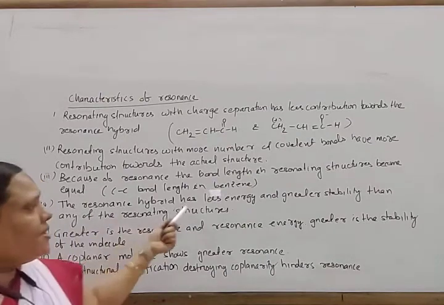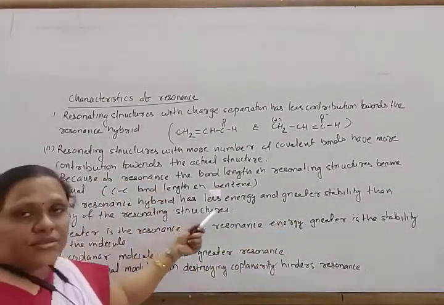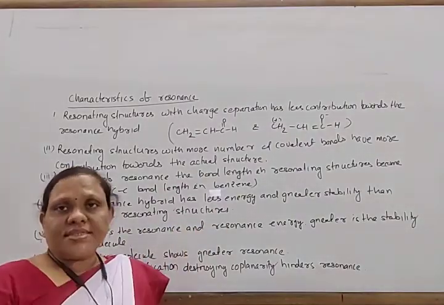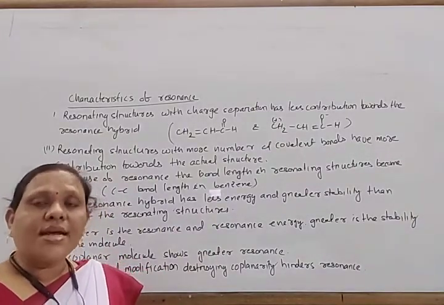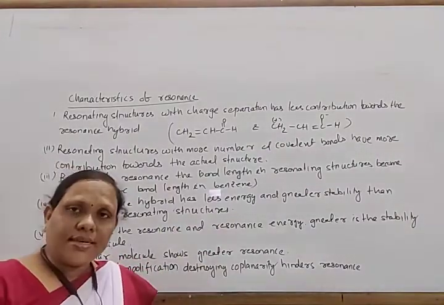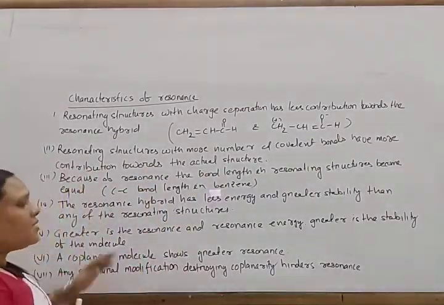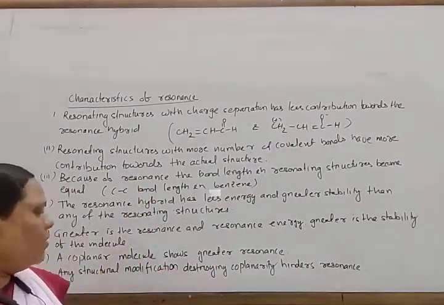The resonance hybrid has less energy and greater stability than any of the contributing structures. What is the resonance hybrid? That actually cannot be represented by a single structure; the actual structure is known as the resonance hybrid. Thus it has less energy than the contributing structures. So the greater the resonance and resonance energy, the greater the stability of the molecule.